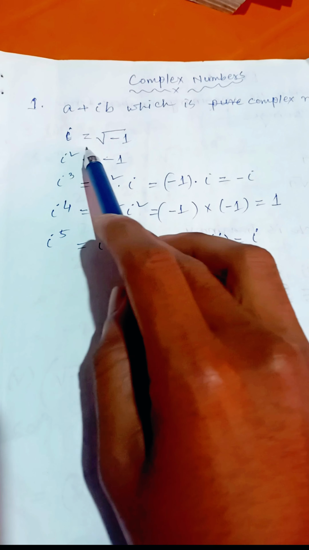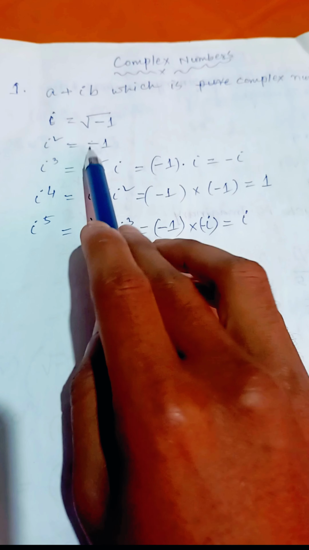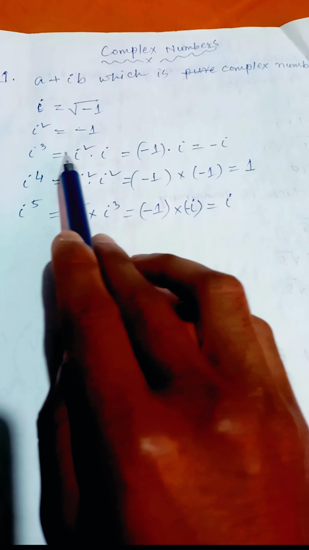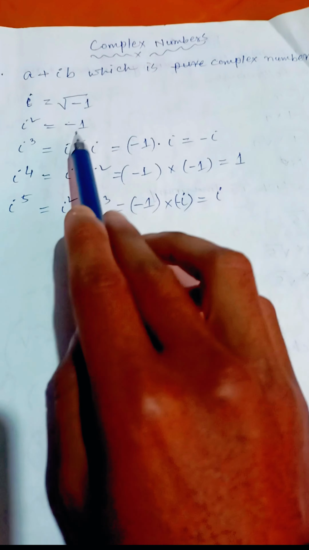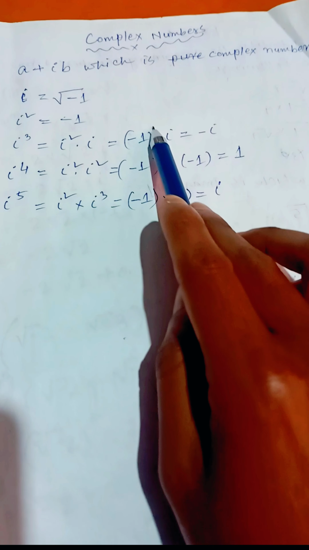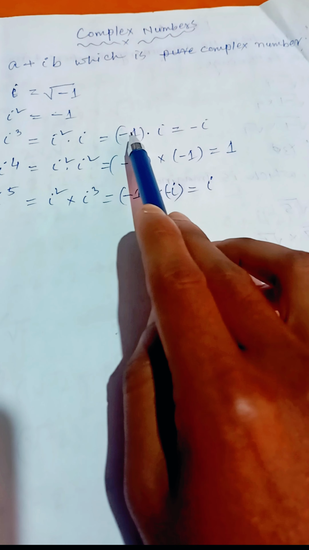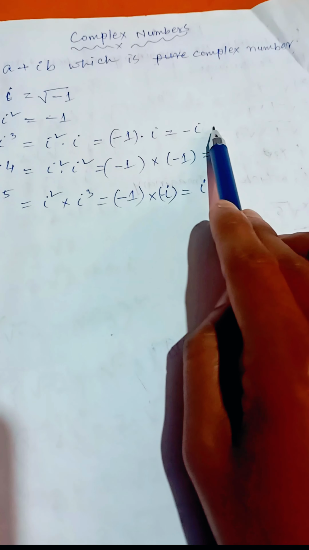So iota equals under root minus 1. So iota square equals minus 1. Iota cube equals, now break this iota square into iota. The value of iota square is minus 1, and iota. So if I multiply minus 1 into iota, now we get minus iota.